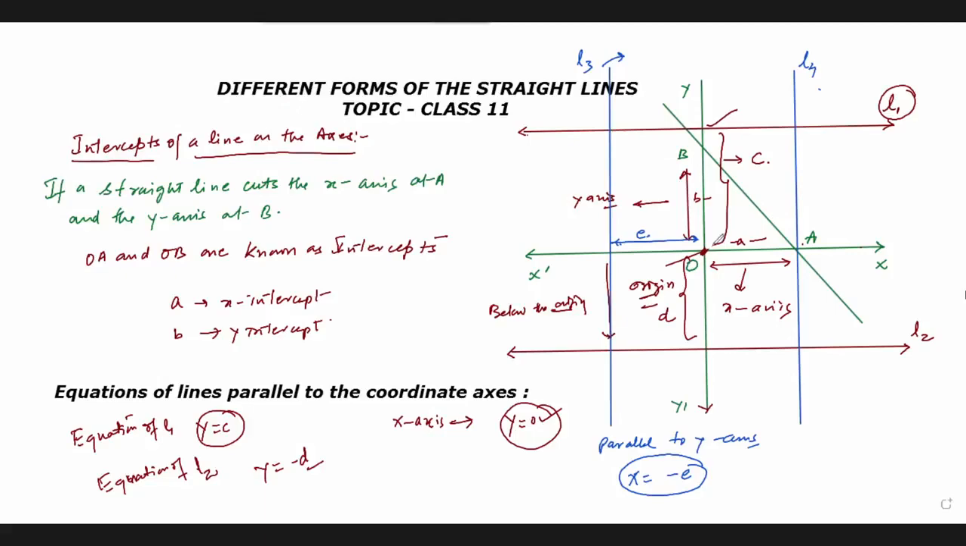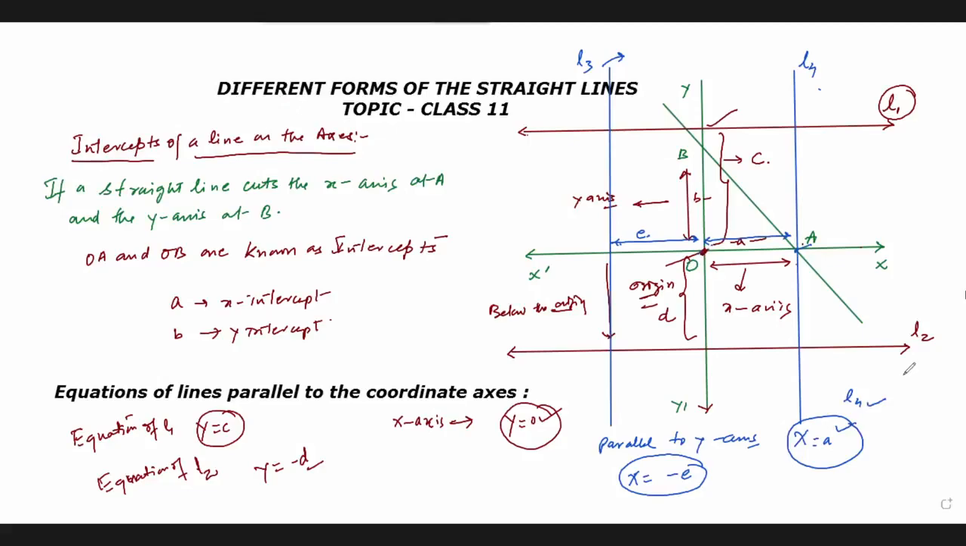And if I take a line which is parallel to the y-axis but on the right-hand side, again I measure a distance. As you are able to see, this L4 which I have drawn is passing through a point A. So that means I can take the distance as A only. So x equals A is the line equation for the L4 line.